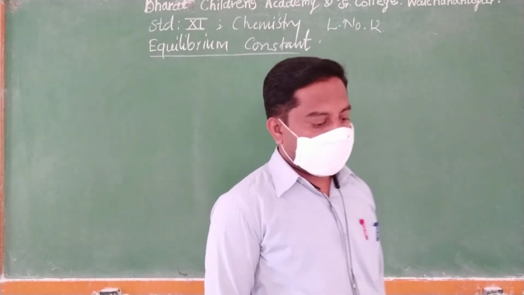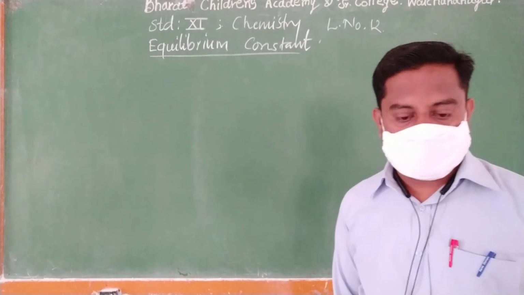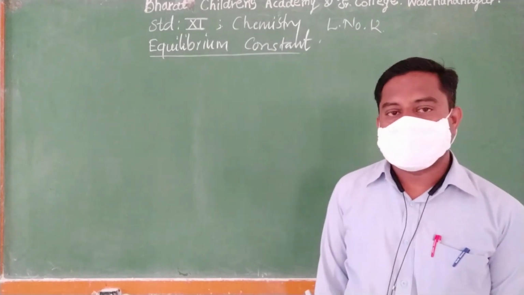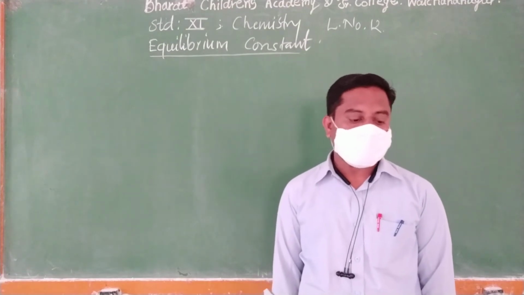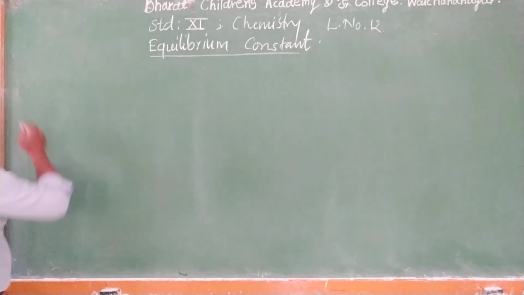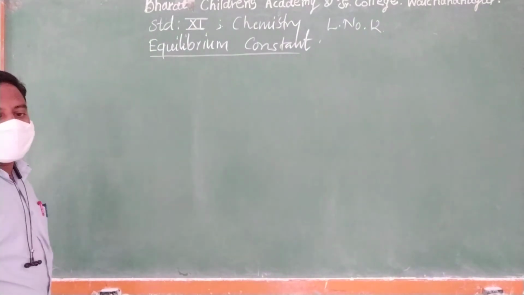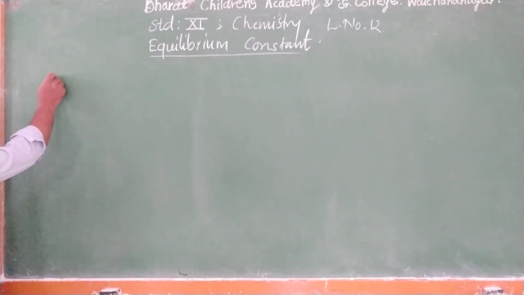Good morning and welcome once again for the remaining part of the lesson. That is how one can find out the Kc and Kp for the reaction if it is a little complicated or if it is having coefficients or a balanced equation. Let us consider such type of equation.